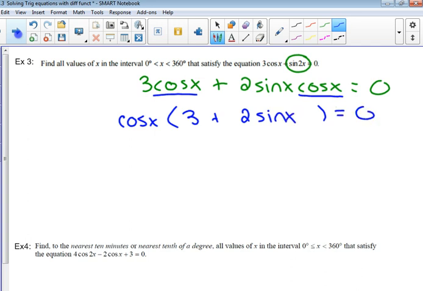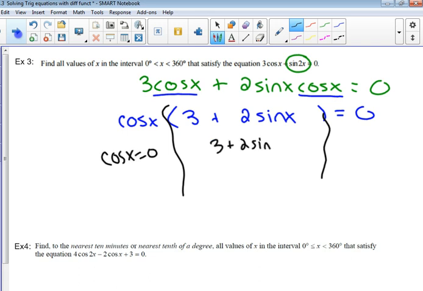Now, just like when you guys factor out a regular GCF, and you did all your factoring, you took both parts and set it equal to 0. So you could have cos x equals 0, and then 3 plus 2 sine x equals 0. So we have to get the sine x alone, so we minus 3. And then we have to divide by 2 to get sine x by itself. Okay. So now when you do your second function, one part's dealing with cosine, one part would be dealing with sine.